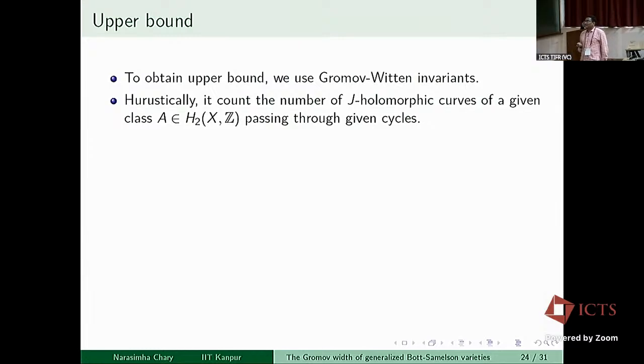For the upper bound, we use Gromov-Witten invariants. I'm not very expert in this because it is very difficult to define what a Gromov-Witten invariant is. In very nice cases, like monotone manifolds, it is very easy to define, but in general it is very difficult because you don't have a fundamental class of the moduli of J-holomorphic curves. But intuitively, what does the Gromov-Witten invariant mean? It counts the number of J-holomorphic curves with some incidence relations.